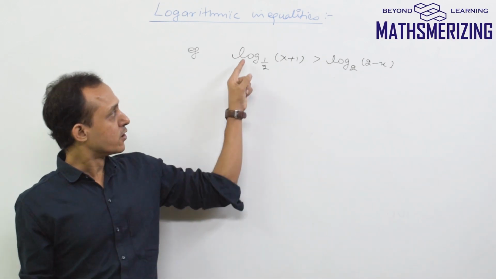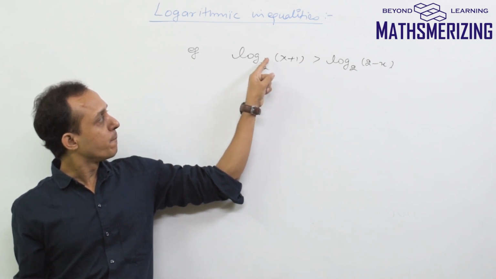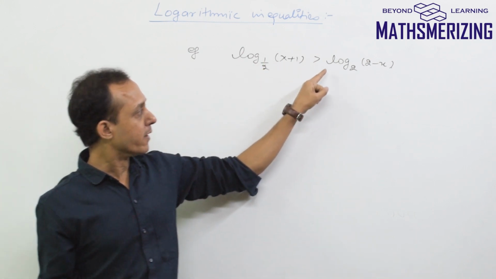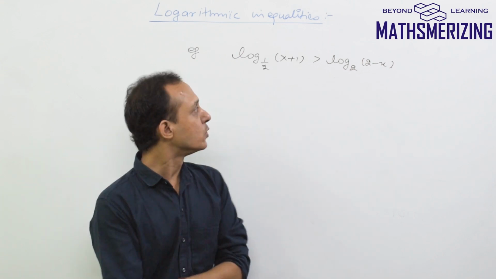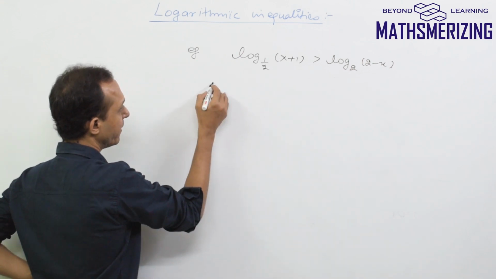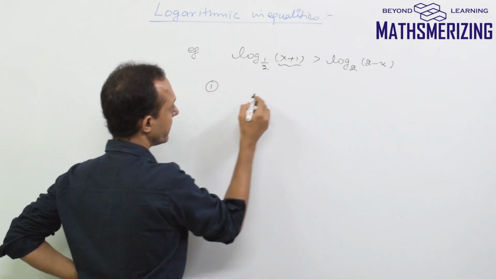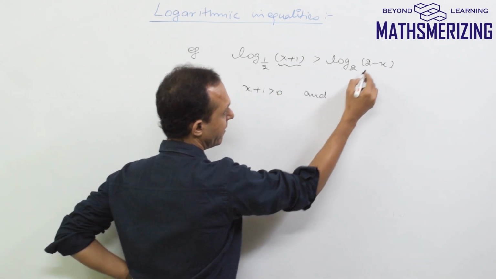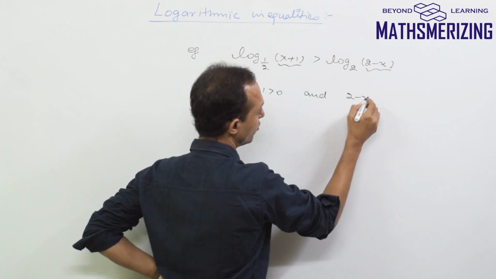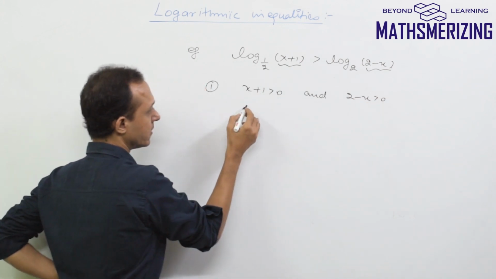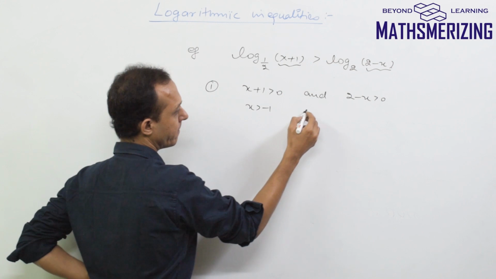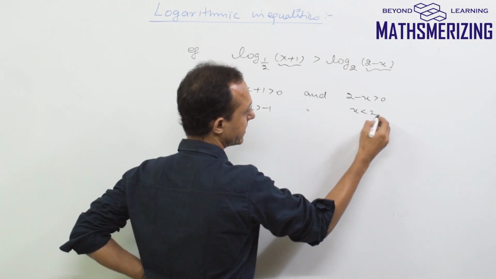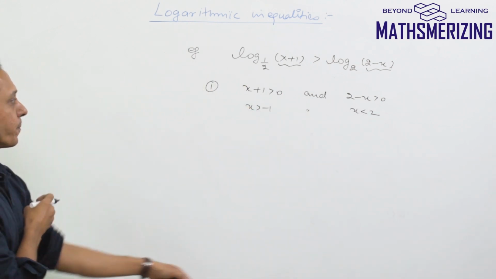Now suppose the question is log of x plus 1 to the base 1 by 2 is greater than log of 2 minus x to the base 2. First I'll write the domain. For this one, x plus 1 should be greater than 0. And for this one, 2 minus x should be greater than 0. So x is greater than minus 1 and x is less than 2.